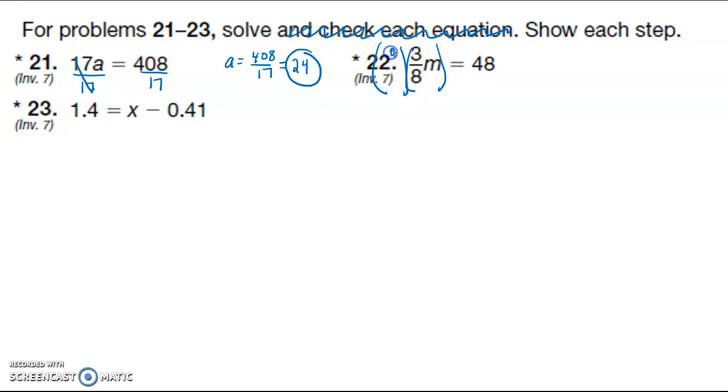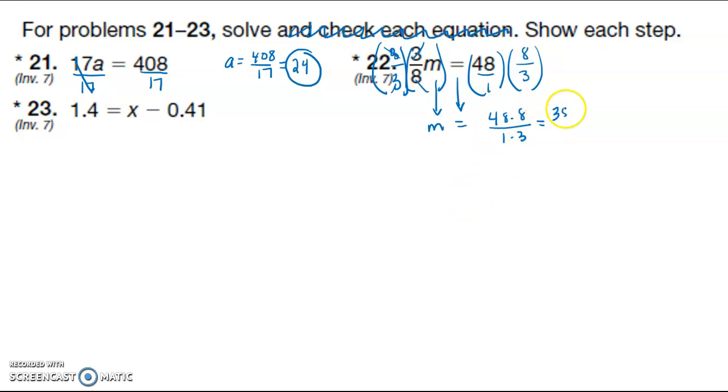Here we're going to multiply by the reciprocal, and what I do to one side of the equation I have to do to the other side. This is going to cancel, so I just have m. Bring my equals down. I've got 48 times 8 over 1 times 3. 48 times 8 is 384 divided by 3, which is 128.